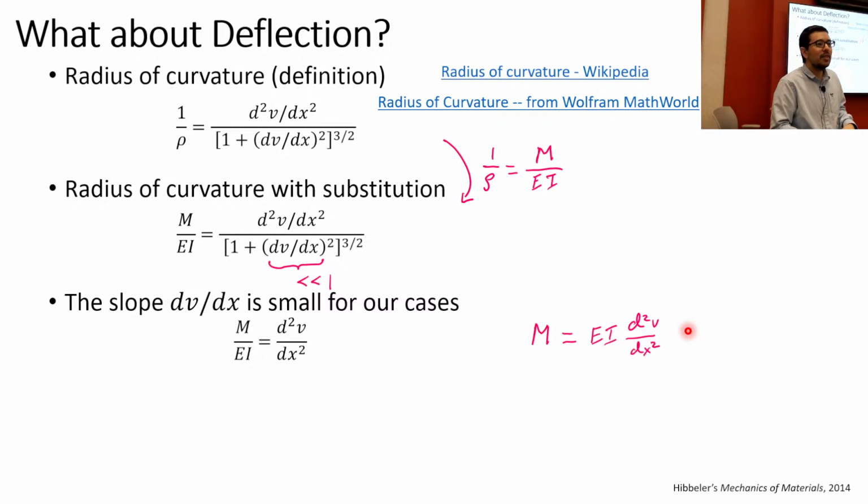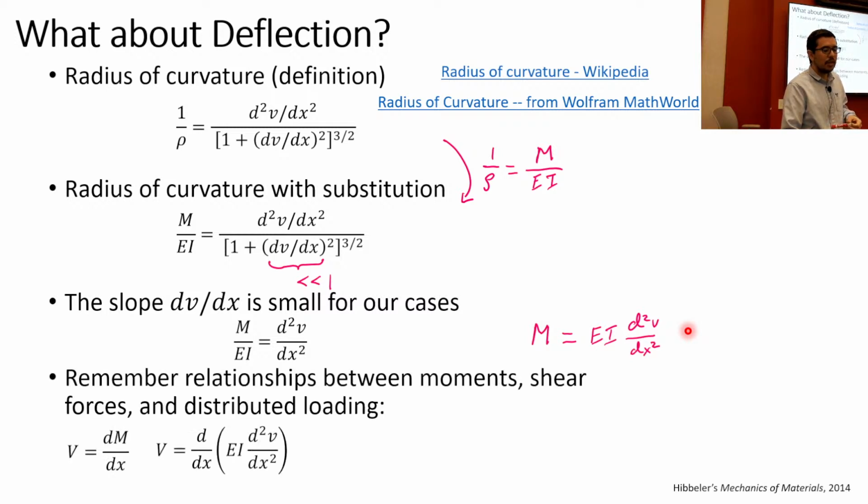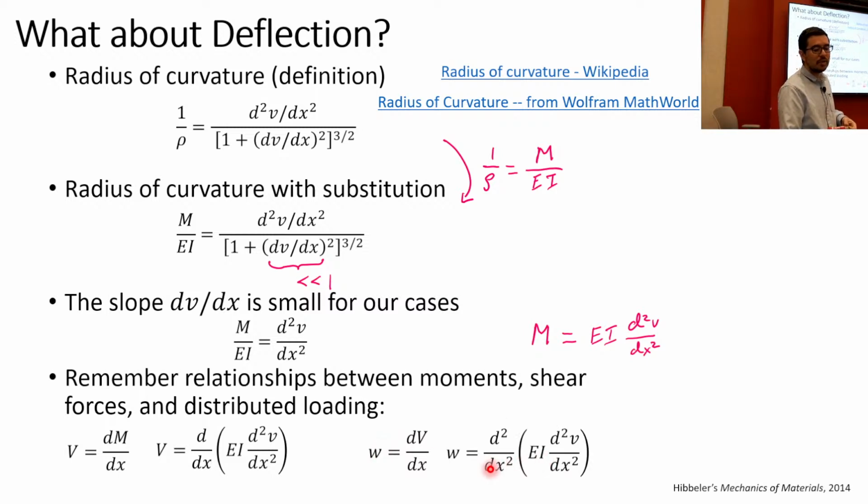Twice. Now, this is where the number of integrals that you could perform gets absurd. Look at this. Do you remember this relationship? V equals dM/dx. I can take the derivative of this expression. What does this become? A third derivative. And w is equal to dV/dx. I can take two derivatives of that, and I get a fourth derivative.